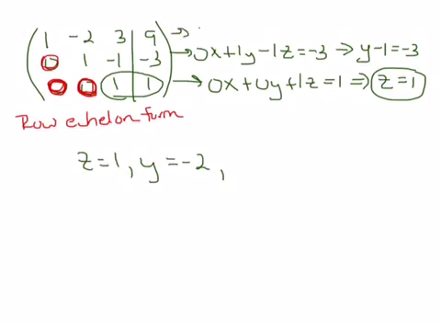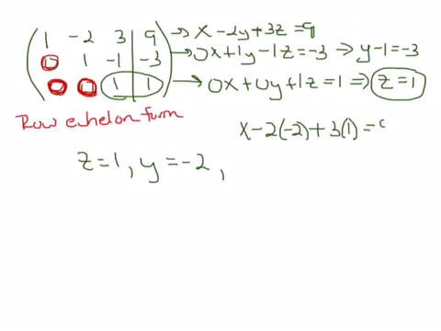And then last, we've got 1x minus 2y plus 3z equals 9. And plugging in our values, we don't know x. 2 times y is 2 times -2, so -4. Whoops, that's going to be a +4, sorry. Let's get this down here. So that's going to be x minus 2 times -2 plus 3 times z, which is 1, equals 9. So x plus 4 plus 3 equals 9. It's going to be x plus 7 equals 9. So our x is equal to 2.